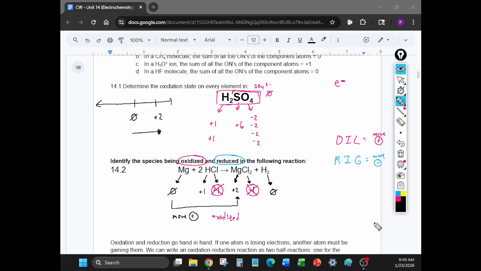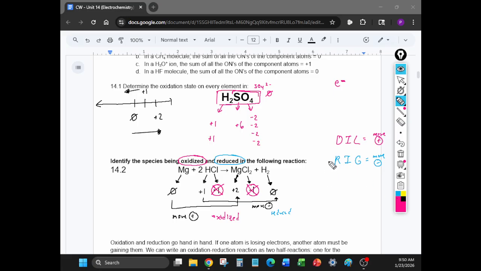All right, which means that the other one is the one that is reduced, but let's just double check our answer. If you take a look at hydrogen, hydrogen went from +1 to 0. And if we look at our number line, +1 will be right here. If we go from +1 to 0, we are moving in the negative direction. That means it became more negative.